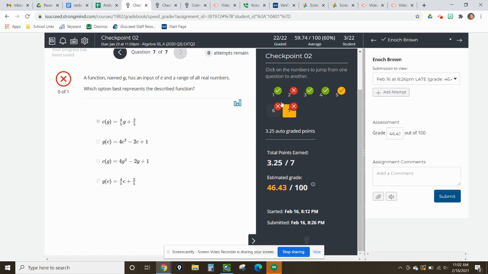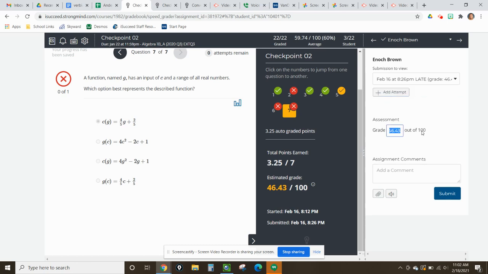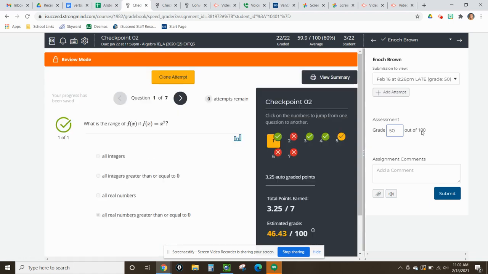So go back and fix those ones that you missed, and I'm going to add another attempt for you right now. And what I'm also going to do is I'm going to change this grade to a 50. And then in case you don't get a 50 on your next attempt, you'll be able to just move forward. But hopefully you'll get a score better than 50 because now you've seen this video.